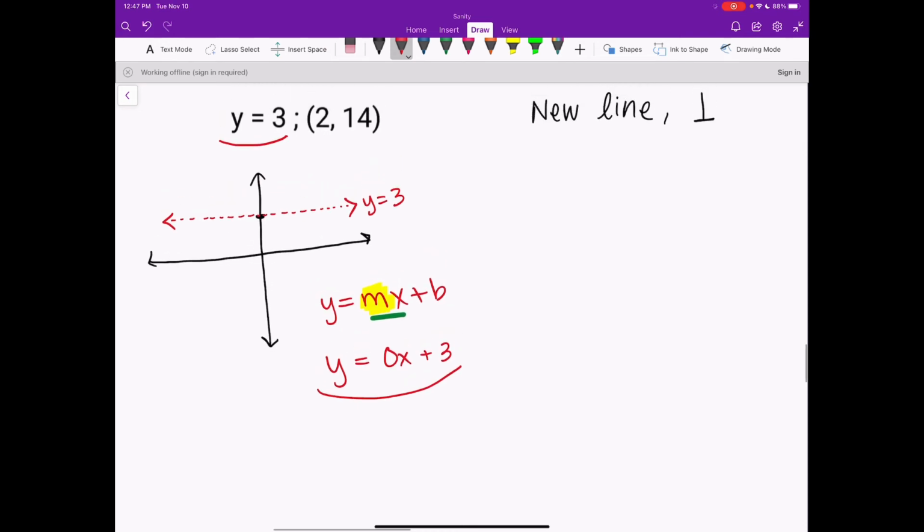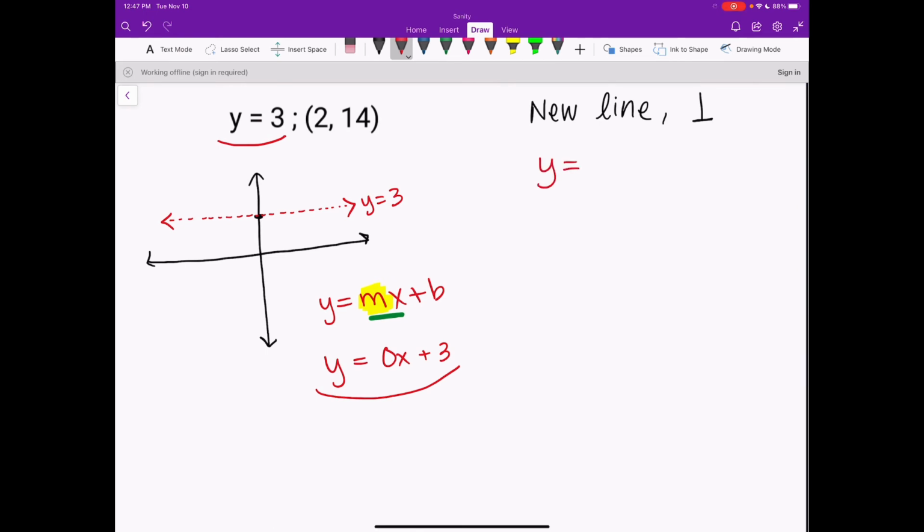So if I wanted to find the equation of a new line, I could say that y equals mx plus b. Again, we're looking for lines that are perpendicular, so the opposite reciprocal of 0. Well, I could write this as 0 over 1. The opposite reciprocal of that would be -1 over 0. And hey, you can't divide by 0, that's undefined.